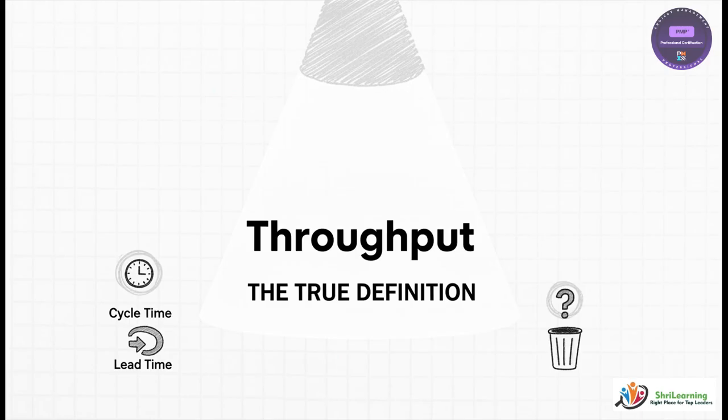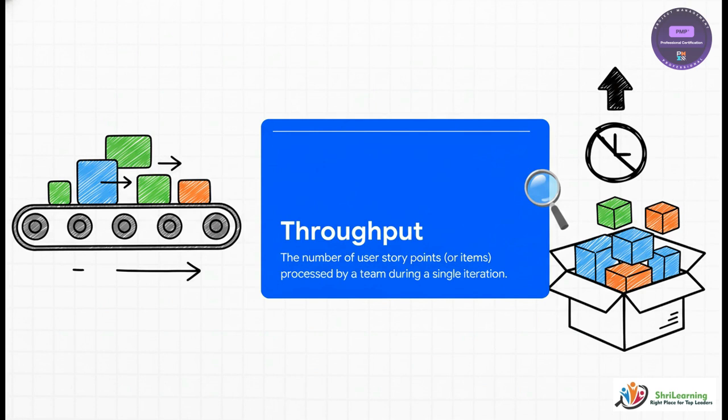The coast is clear. With all the imposters out of the way, it's finally time to reveal the true identity of throughput. And there it is. Throughput has nothing to do with time or duration. It's all about quantity. It's a measure of pure output. It answers the simple question, how much stuff do we get done this sprint? It's about the volume of value, whether you measure in story points or just the number of work items, that your team can churn out in a fixed period of time.